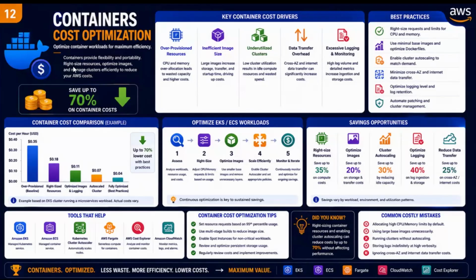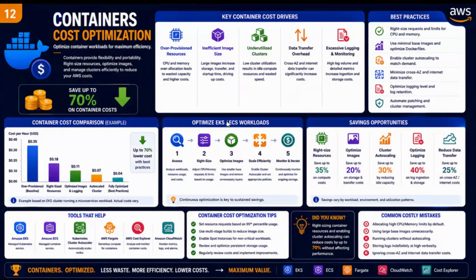The key container cost drivers are over-provisioned resources, inefficient image size, underutilization of clusters, data transfer overhead, and excessive logging and monitoring. So look at the container cost optimizations: the over-provisioned baseline is 0.35, and right-sizing the resources cuts cost by 0.18, then optimizing the image and logging, auto scaling the cluster, and fully optimized best practices.